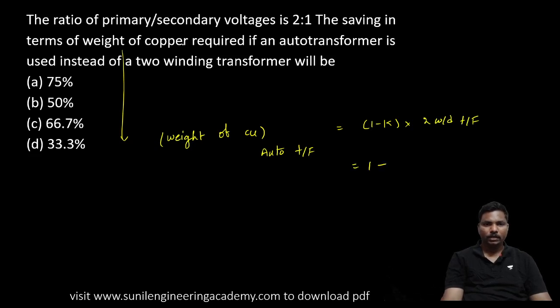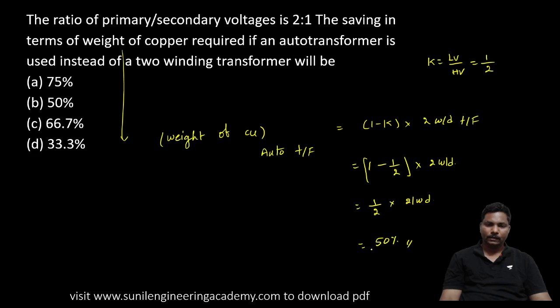1 minus K, here K is LV by HV. Those ratios are nothing but 1 by 2, not 2:1. Low voltage 1, high voltage 2, ratio 1 by 2. 1 minus 1 by 2 of the two winding transformer. So that is 1 by 2 of the two winding, that means 50%. So 50% copper you can say.